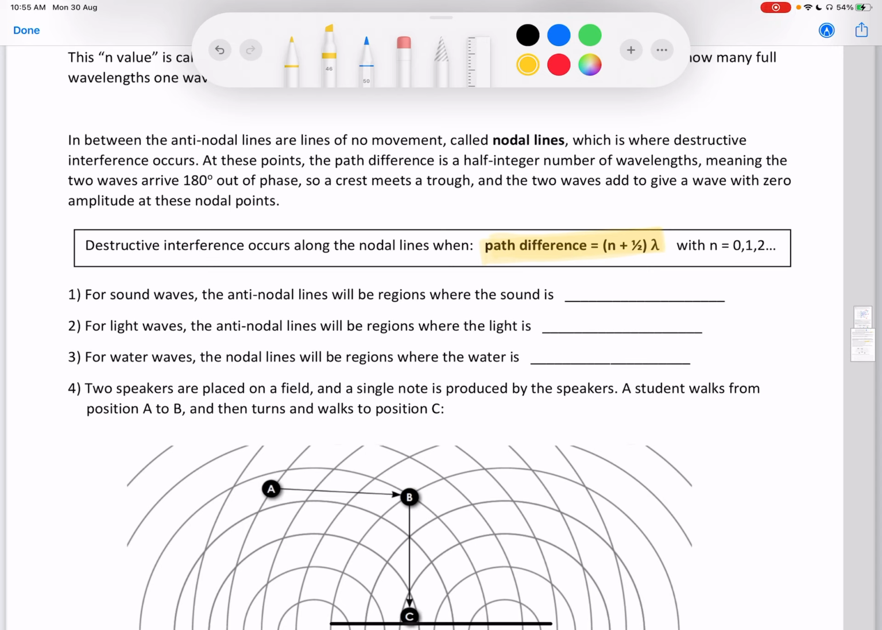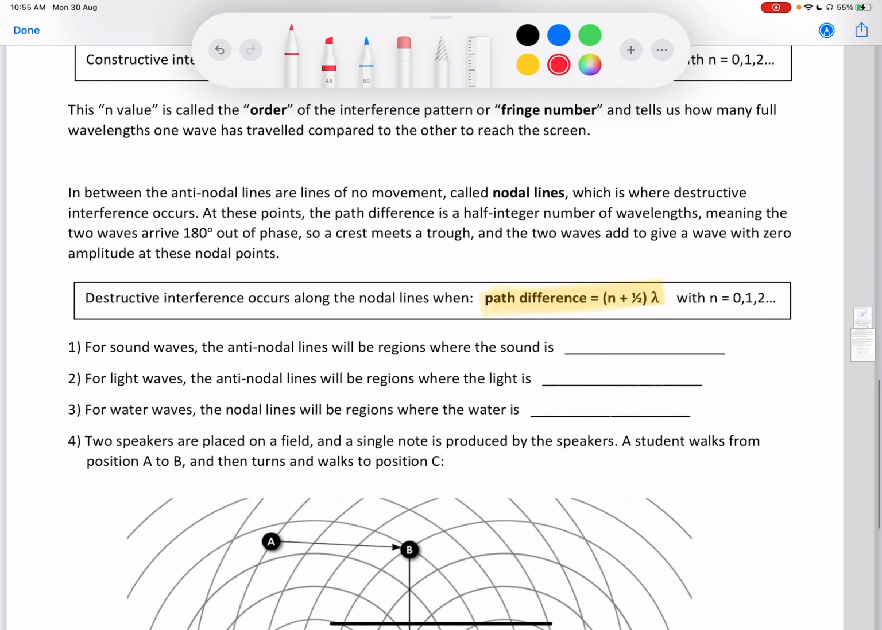Let's describe what we've got. For sound waves, the antinodal lines will be regions where the sound is what? We know antinodal lines are the points of maximum displacement, so the amplitude is the biggest. So at antinodal lines, biggest amplitude for sound means they will be loud. For light waves, antinodal lines will be bright. And for water waves, the antinodal lines will be where the water is high, a high peak in a wave.